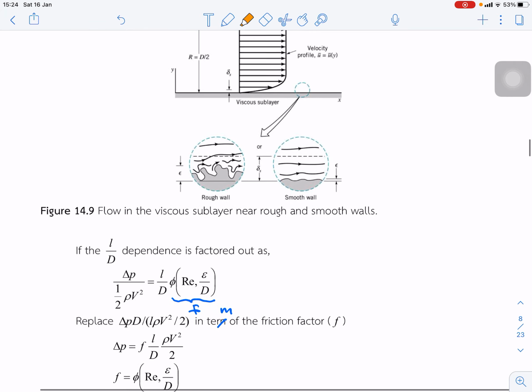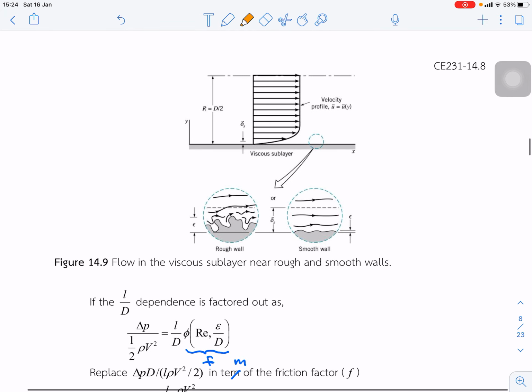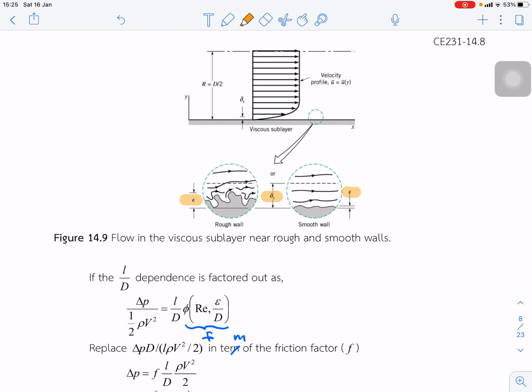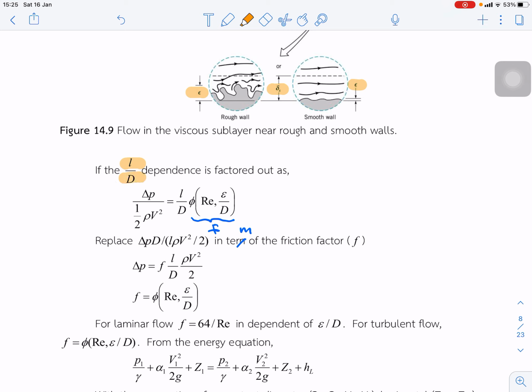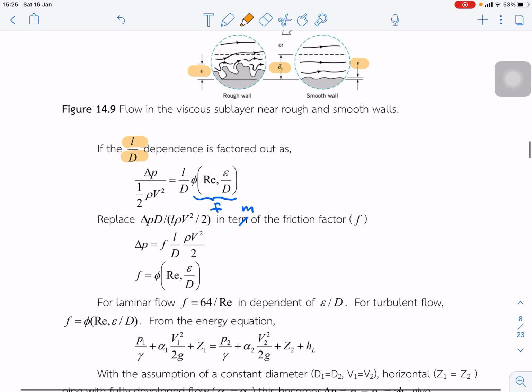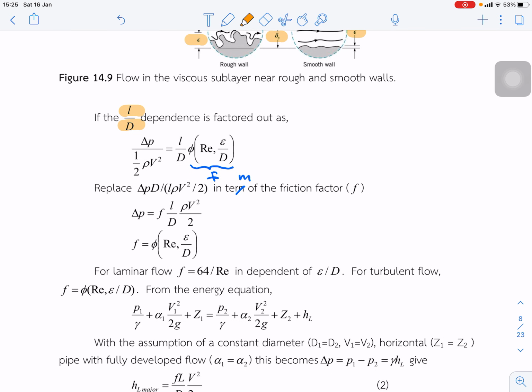And for this one is for the roughness, and this is for the sublayer thickness, the viscous sublayer thickness. Okay, it's bigger than the relative roughness. And L over D is a factor we also put in front of the relationship, and we replace the delta P D divided by in terms of the friction factor.